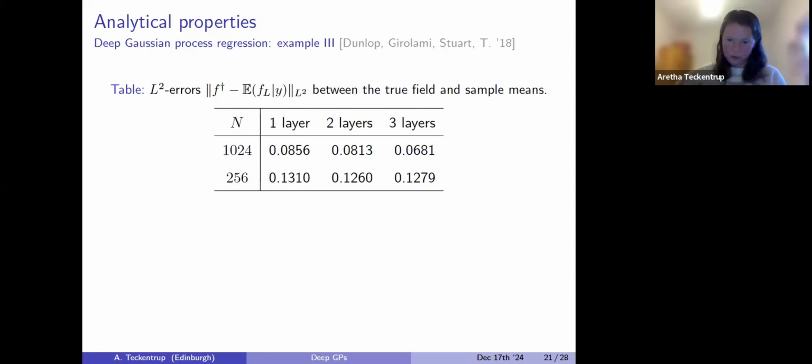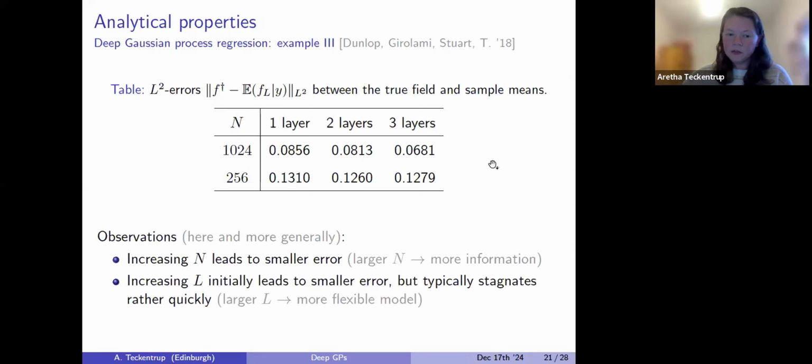Okay, so the kind of questions that we've been looking at is what happens when you increase n or increase L. Increasing n typically leads to smaller error. n is the number of training data that you have, so it's the number of points at which you know what your function f† is. It makes sense that increasing n gives you a smaller error, because you get more information on the function.